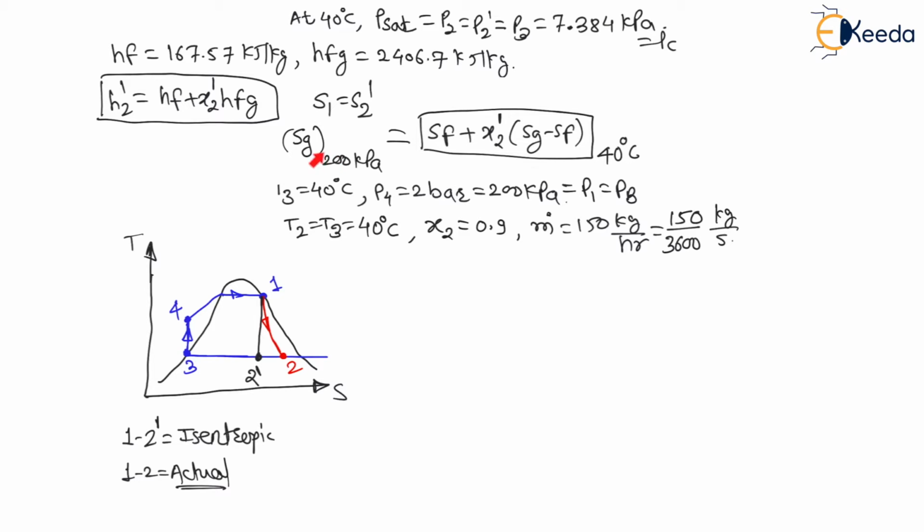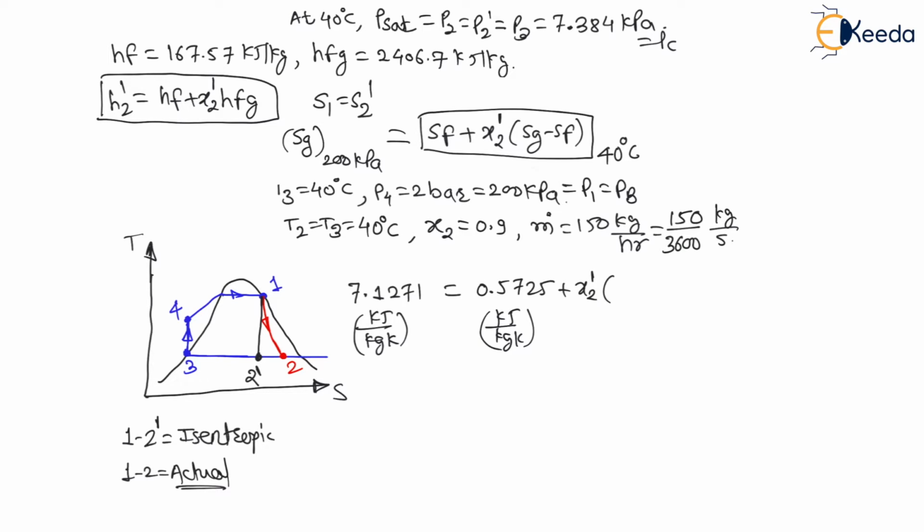These values we will see from the steam table. SG at 200 kilopascal, which is S1, is 7.1271 kilojoule per kg Kelvin, is equal to, now SF value at 40 degrees Celsius from steam table I will get as 0.5725. Unit is same, kilojoule per kg Kelvin.